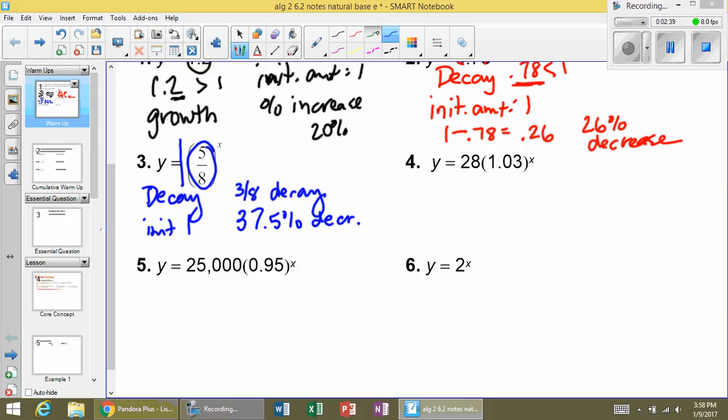Okay, question number 4. Here's our base of 1.03. Because it's bigger than 1, this is going to be growth. Our initial amount in this case is the number that's in front of the base. So our initial amount is going to be 28. And this is a 3% increase.